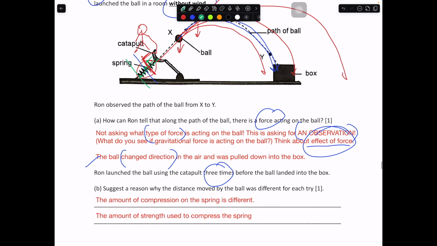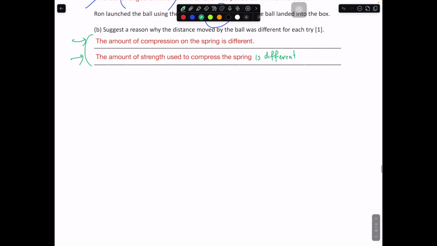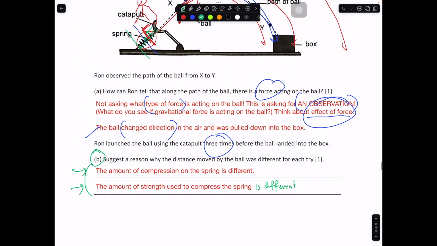Okay, so in this case, you can talk about either one of these answers. The amount of compression on the spring is different. The amount of strength used to compress the spring is different. Either of these will be fine. Either of these will be good enough. So take a good look at this. That means the amount of compression is not fixed every time he launched the ball. And this will be very critical information for you to answer part C.